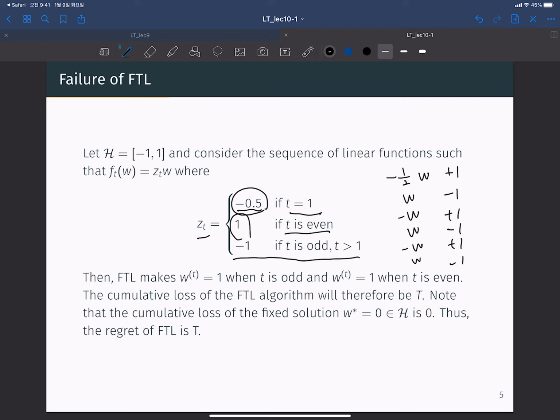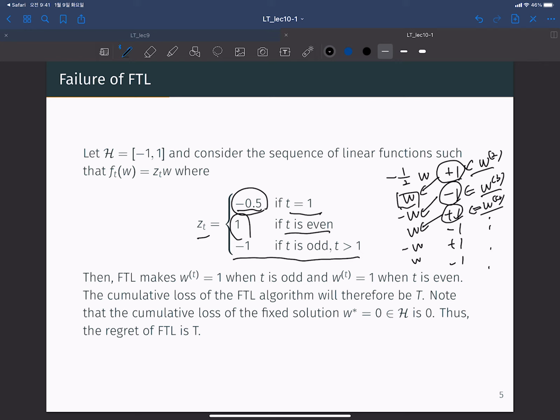Okay, so this may be w_2, this should be w_3, this should be w_4, and so on. But unfortunately, +1 maximizes the second loss function, -1 maximizes the third loss function, +1 maximizes the fourth loss function, and so on. So the follow the leader rule just maximizes the loss function.